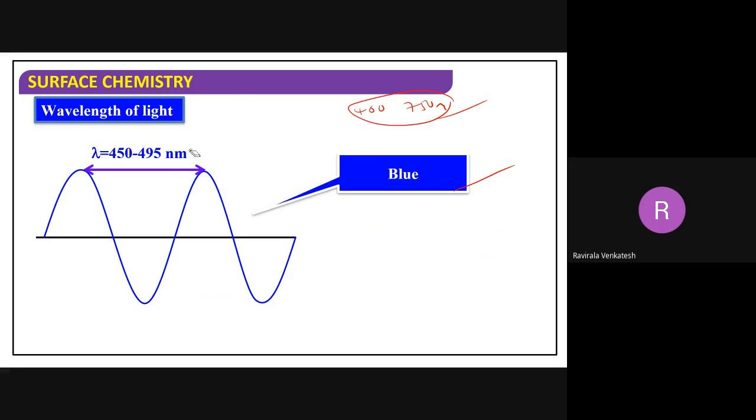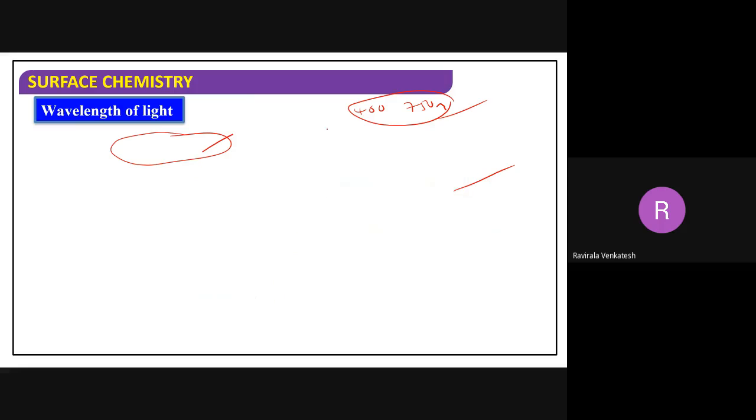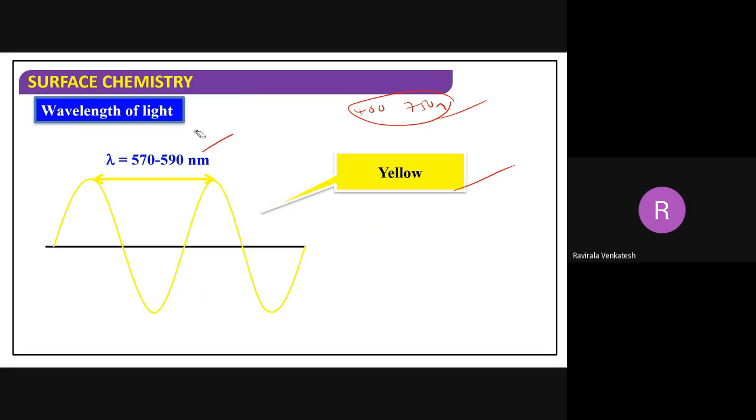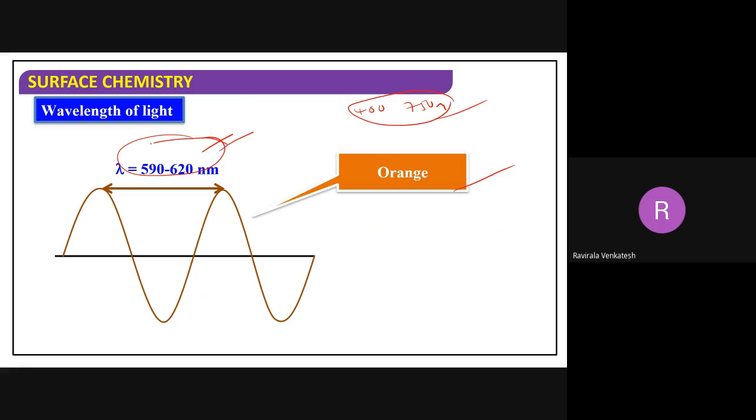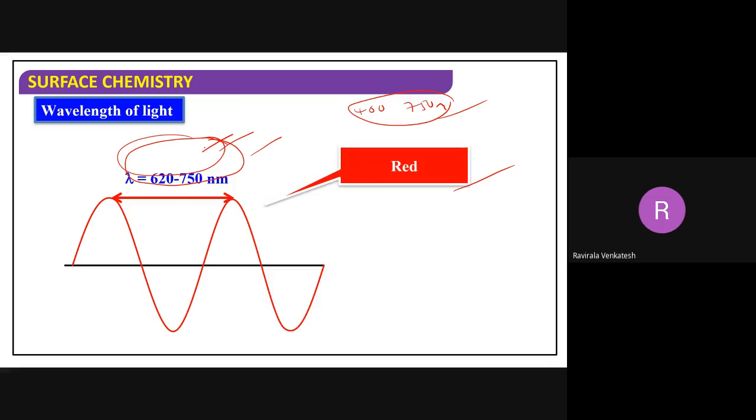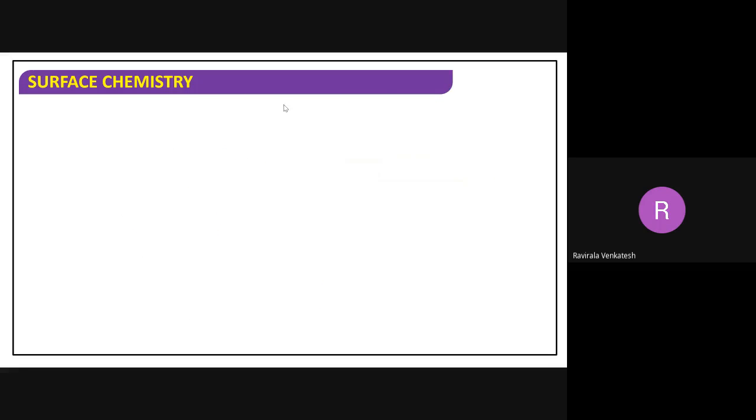If you want blue color, the wavelength of light must be 450 to 490. If you want green color, the wavelength must be 495 to 570 nanometers. Yellow, 570 to 590 nanometers. Orange, 590 to 620 nanometers. And finally, red color, 620 to 750 nanometers. So the color of the light depends upon the wavelength of the light.